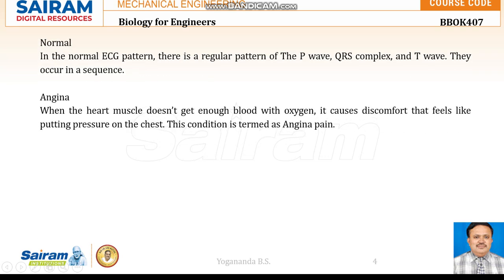Then we have normal. In the normal ECG pattern, there is a regular pattern of the P wave, QRS complex and the T wave. They occur in a sequence. So in the normal ECG pattern, everything is regular: P wave, QRS complex and the T wave.